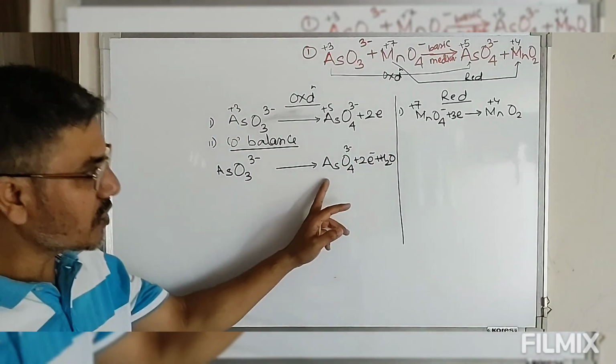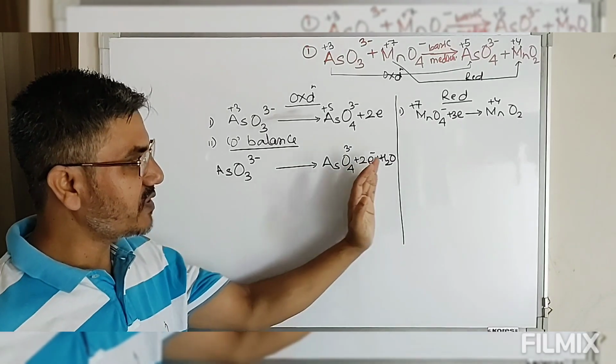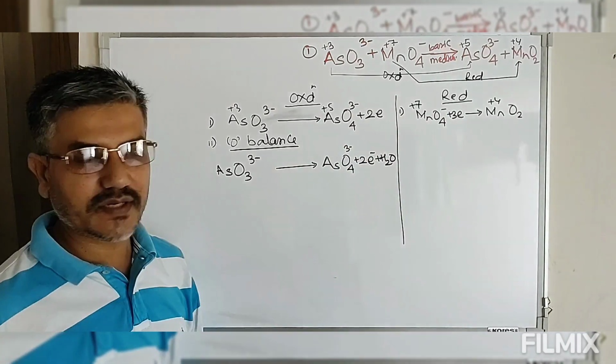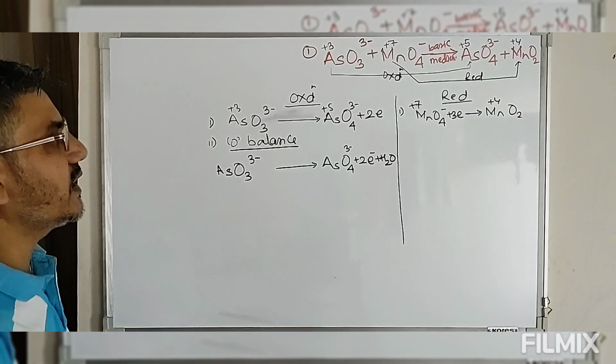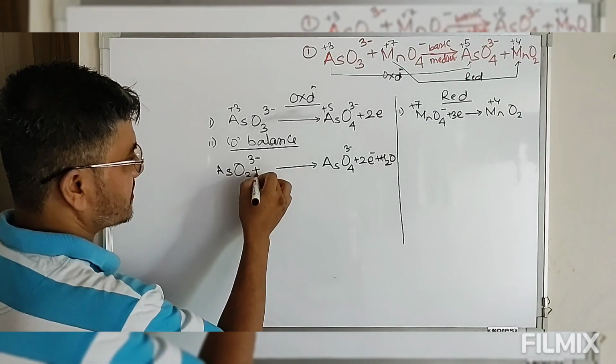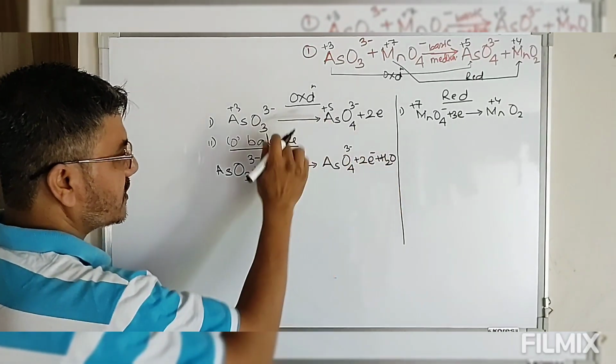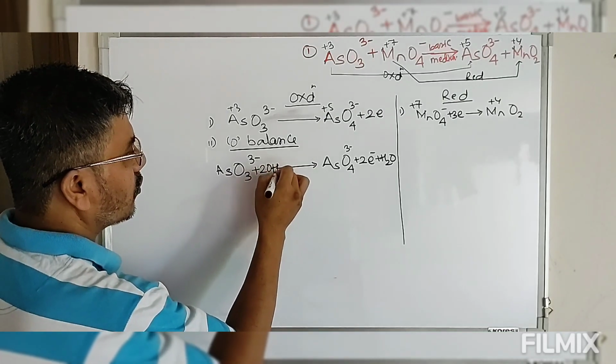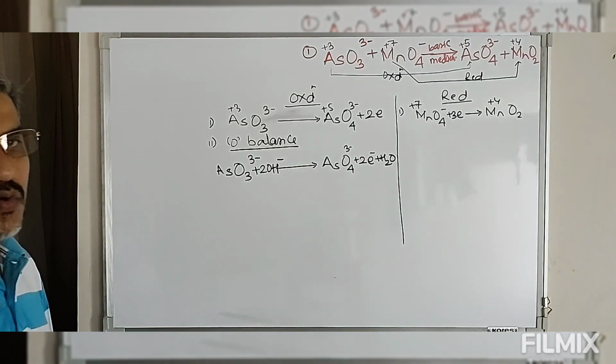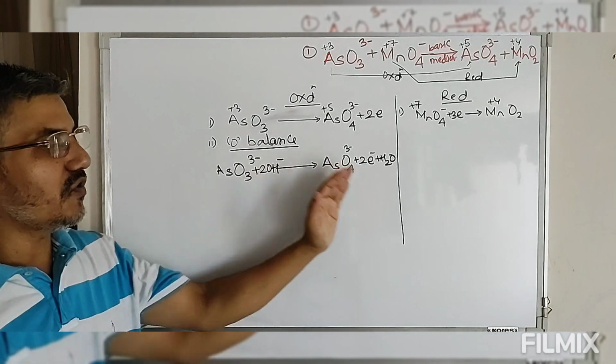So 1 oxygen is in excess, so we add 1 water molecule on the same side. On the opposite side, double the number of OH minus. 1 doubled is 2, so we have to add 2 OH minus. So this was the rule for balancing of oxygen.